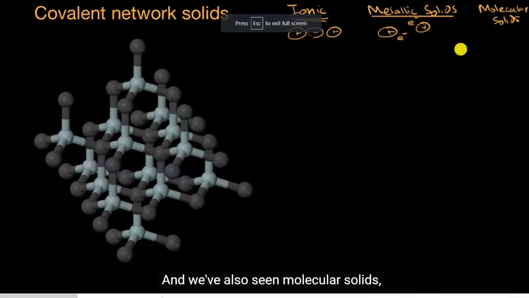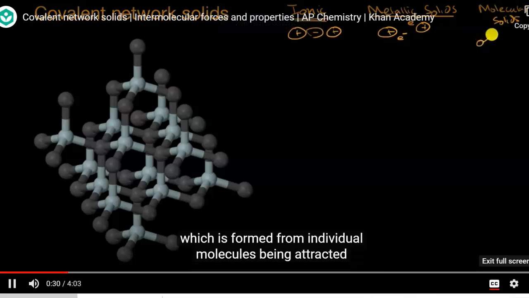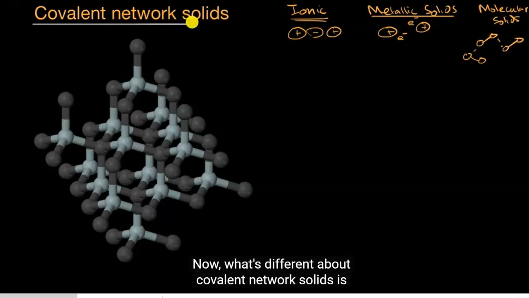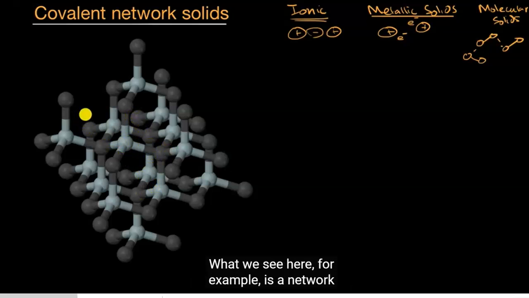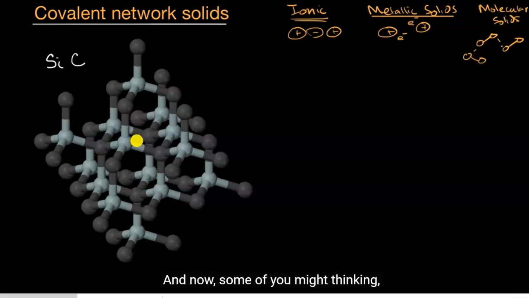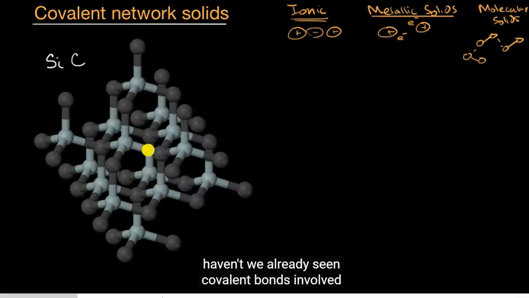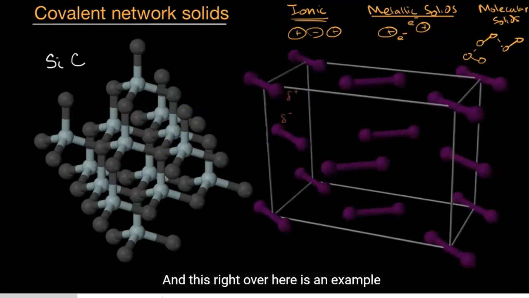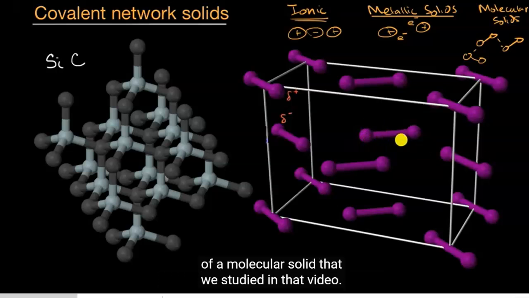Molecular solids, which are formed from individual molecules being attracted to each other through intermolecular forces. Now, what's different about covalent network solids is that they're entire networks formed by covalent bonds. What we see here, for example, is a network of silicons and carbons, and this is silicon carbide right over here. And now some of you might be thinking, haven't we already seen covalent bonds involved in a solid before? For example, in molecular solids. And this right over here is an example of a molecular solid that we studied in that video.